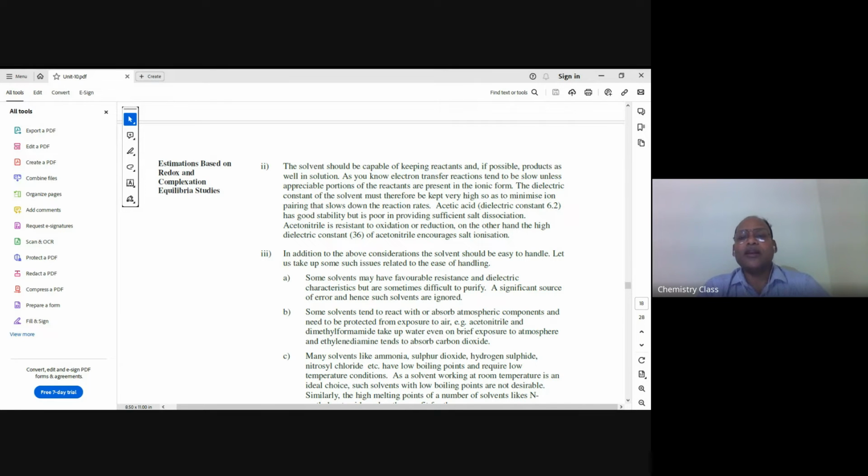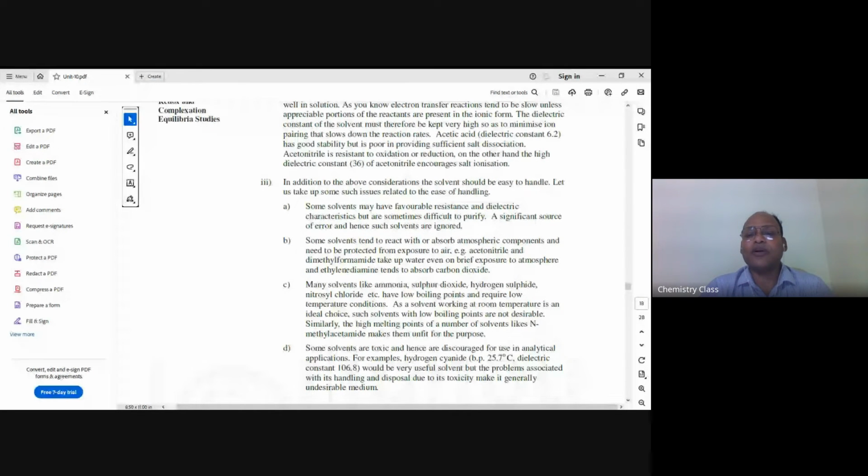As you know, electron transfer reactions tend to be slow unless an appreciable portion of the reactants are present in the ionic form. So the dielectric constant of the solvent must be kept very high so as to minimize ion pairing that slows down the reaction rates. This is the mechanism. If the electrical current is higher to make the reaction faster, then ion collisions will be high, and the rate of reaction may be high. So it is better for the solvent to keep the reactants in safe mode, and the products also.